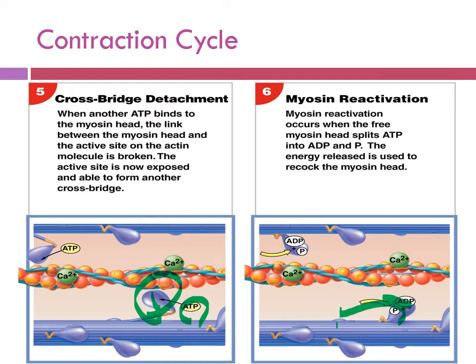So this is a repeated process of bind, pull, unbind, split the ATP, bind, pull, unbind, split the ATP. So every time it binds, it releases its ADP and phosphate while it's pulling the actin toward the M line, and then it takes another ATP to bind to the myosin head to get it to release the actin and recock the myosin head.